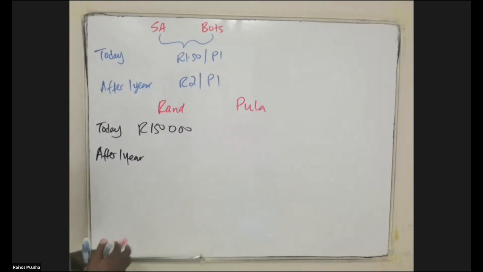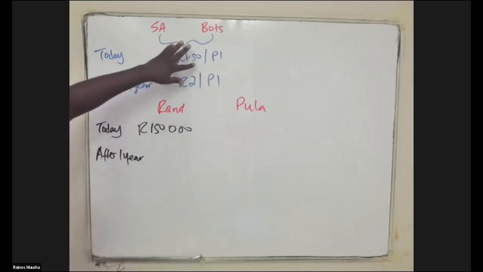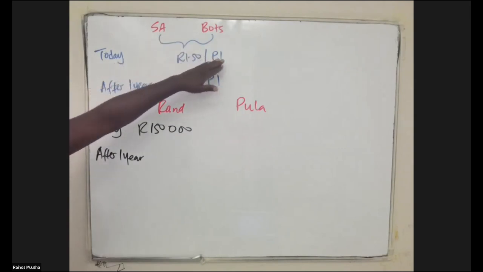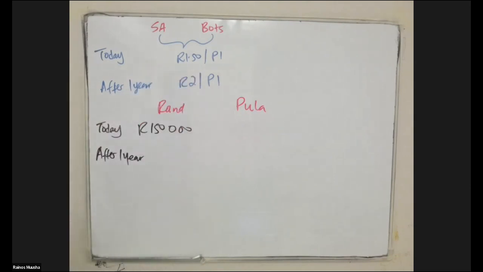So what are we doing? How you do the conversion there is that you're going to say, which of the two currencies is stronger? To get one pula, you need 1.50, right? So if you look at this exchange rate, which of the two currencies would you say is stronger then? Is it the rand or is it the pula?